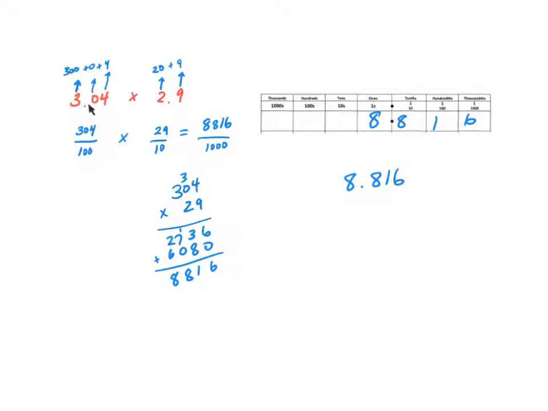If we go back to the original problem, there are 2 digits right here after the decimal that correspond with the 100 in the denominator, and there is 1 digit after the decimal that corresponds with the 10 in the denominator. Altogether, I have 1, 2, 3 digits after the decimals, 1, 2, 3 in my denominator. So that tells me I'm going to move my answer 3 digits to the right. And if it helps you to think of your answer, 8,816, the decimal will be right after it.